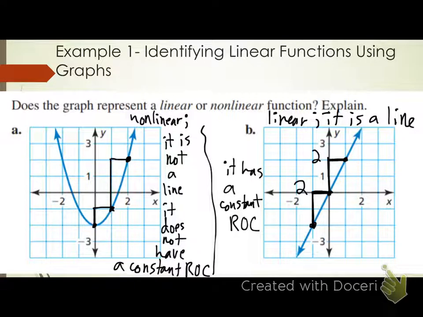Questions on example 1, A or B? We okay identifying a graph as linear or nonlinear and explaining why or why not? All right. Can I move on? Sweet.